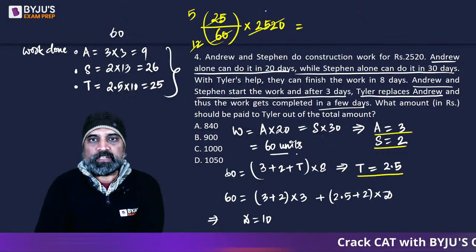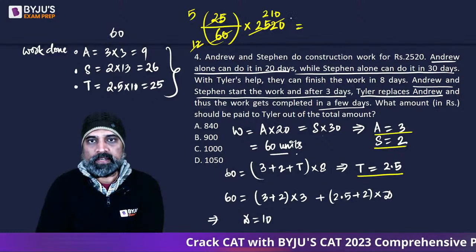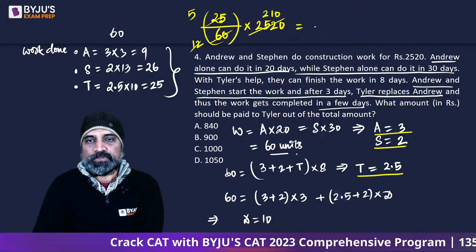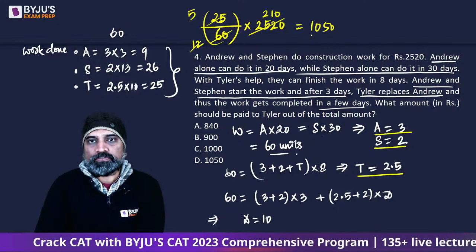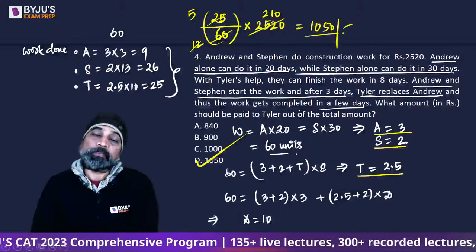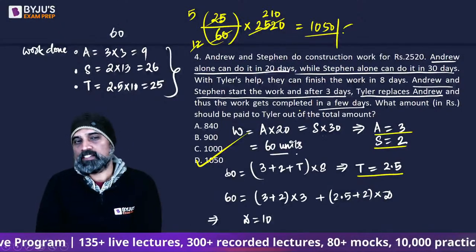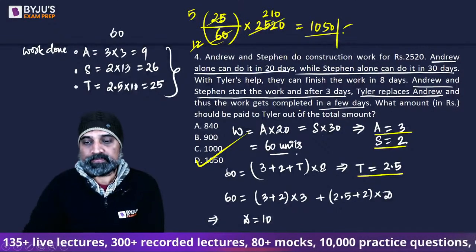Now 12 is going to be 210. So 5 into 210 is going to be 1050. So this is the amount that Tyler is going to be paid, because he does 25 units out of a total of 60 units. That is 5 out of 12. Right?